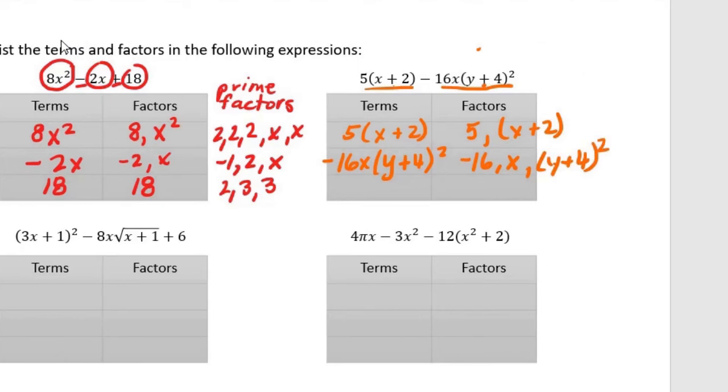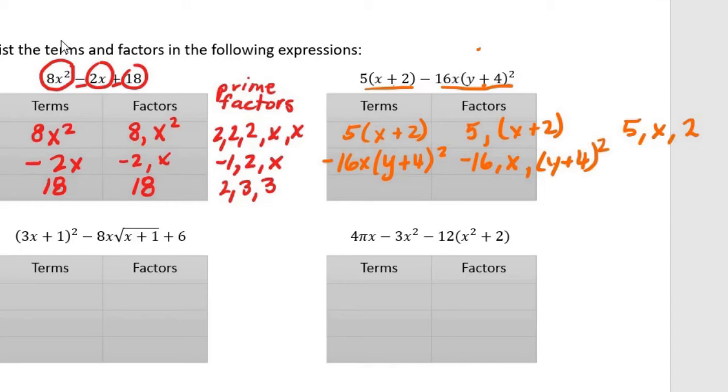It would be easy for the first term to say that, well, I see a 5, I see an x, and I see a positive 2. So perhaps the factors are 5, x, and 2. But what you should be able to do is have somebody tell you what the factors are, and then be able to come up with the term without knowing what it was.